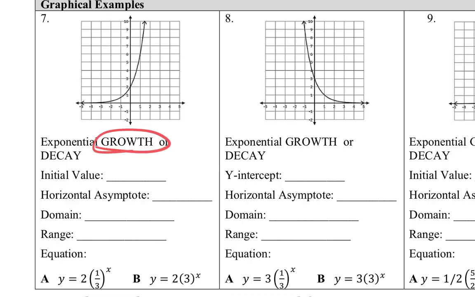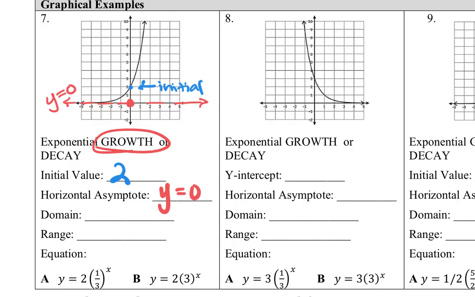We said your initial value is always where it crosses the y-axis. So this little point here, that is your initial. Your initial value is 2. Horizontal asymptote, we talked about that yesterday. What's the line that it never crosses? This never changes. It's the x-axis, but what's the equation for that asymptote? It's okay if you forgot. It's y equals 0, because it crosses the y-axis at the 0. Horizontal asymptote, y equals 0.